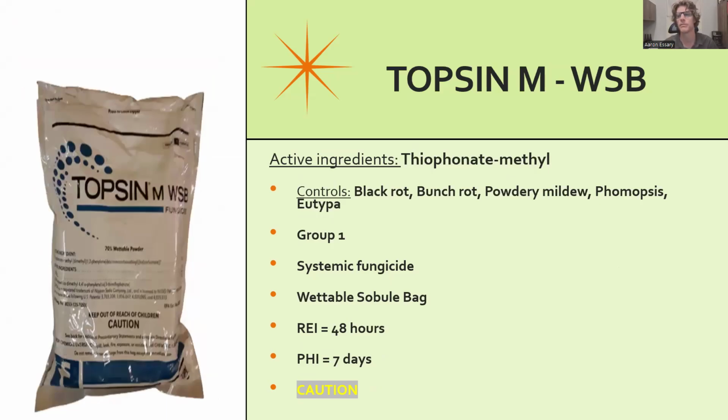Okay, Topsin M. A wettable soluble bag, kind of like a wettable soluble powder, but it's just in a little bag form. So Topsin M, active ingredient thiophanate-methyl. I don't know. Controls black rot, bunch rot, powdery mildew, phomopsis, and Eutypa, similar to Rally. This is a group 1 mode of action. So different. Rally was group 3, Topsin M is group 1. You could rotate these. This one is also systemic.